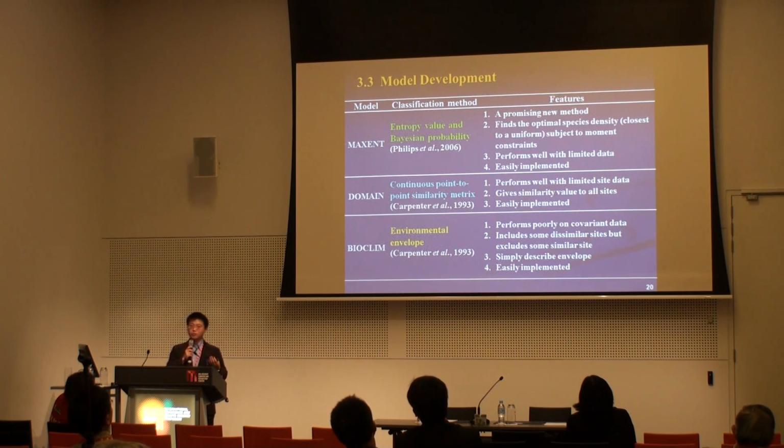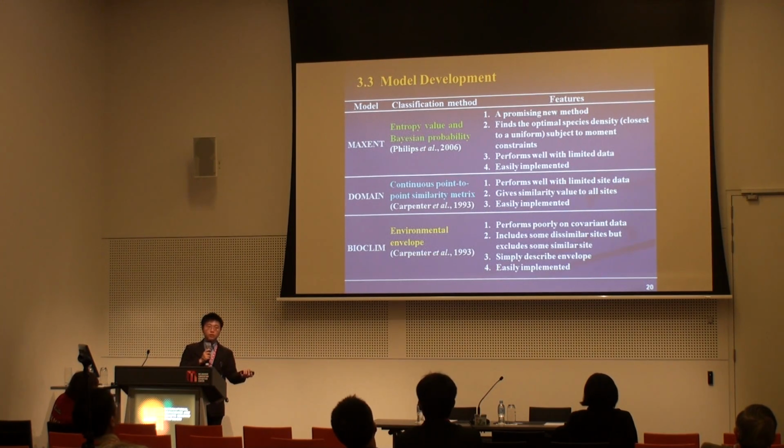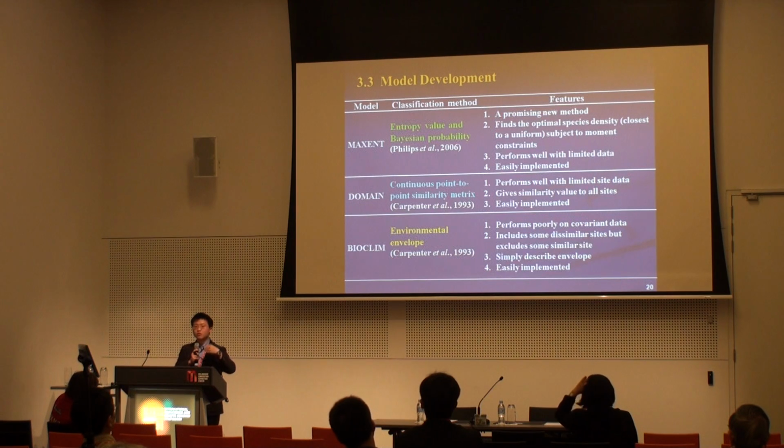Maxent is a promising new method from recent publications. Its core idea is using the entropy value and the probability distribution. That means it gives every pixel a probability value, and finds the condition closest to uniform, which represents the natural distribution state.